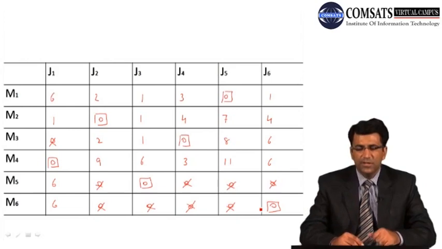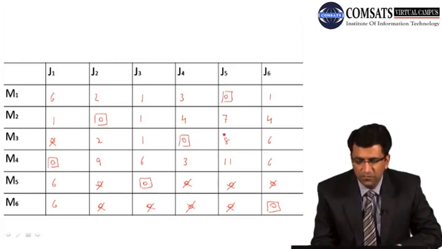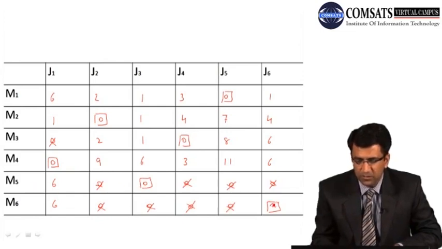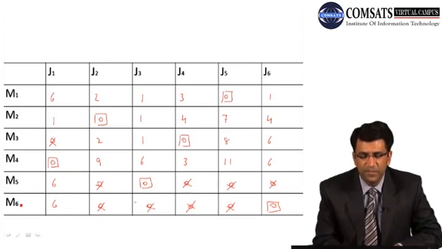And what is the solution? We'll have to assign job 5 to machine 1, job 2 to machine 2, job 4 to machine 3, job 1 to machine 4, job 3 to machine 5, and job 6 to machine 6, which is according to the relevant assignments, or by those squared zeros.